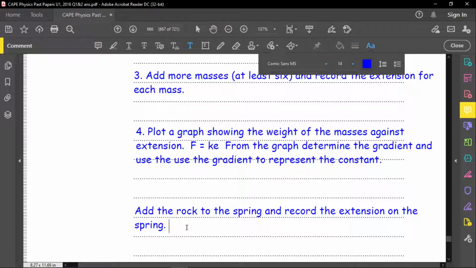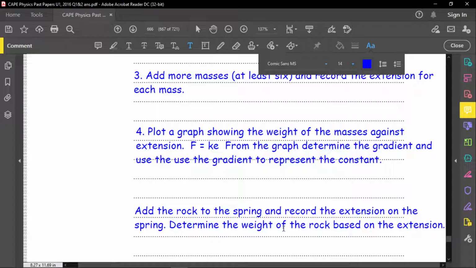So once the weight is determined, after it is recorded, you add the rock to the spring, you determine the extension, and then you determine the weight of the rock based on the extension, all right?